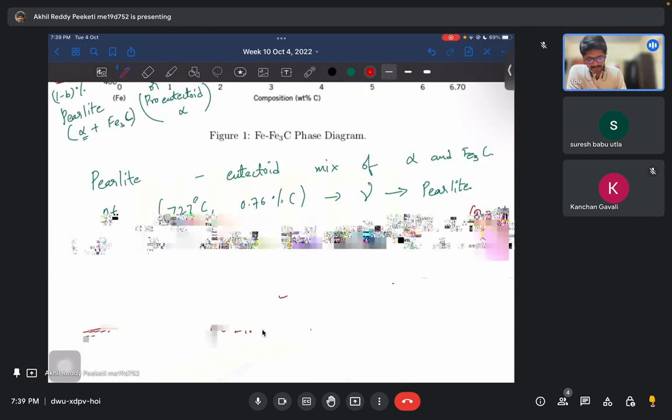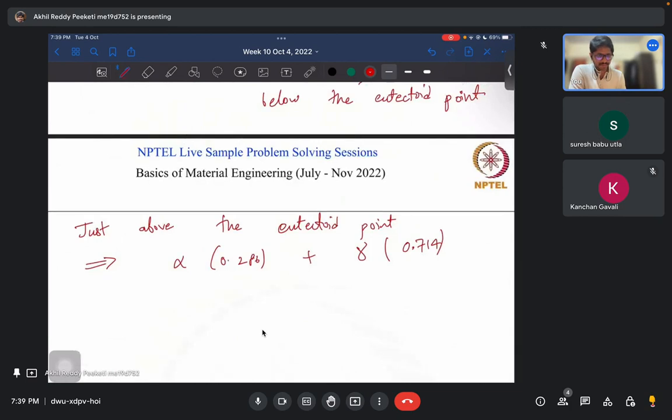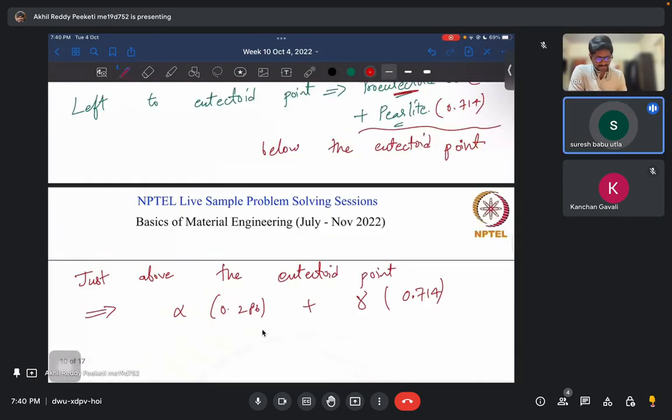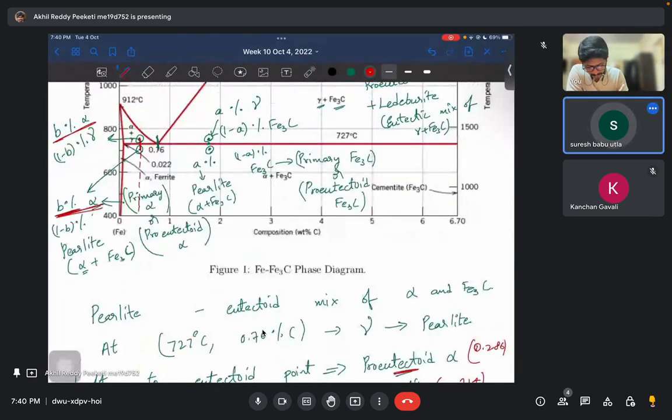So that is how we do it. Because it's the same line it follows, all the pearlite came from the pure gamma which is there just above the eutectoid point. So for these questions, you need to go to the composition just above the eutectoid point and then see what the ratios are. You got my point? Yeah, so 728. Just above, it's just a touching point. You can think of it like a touching point. Now, what will this carbon percentage C be?